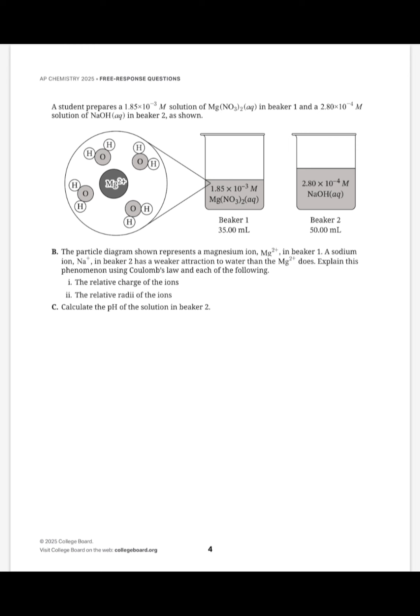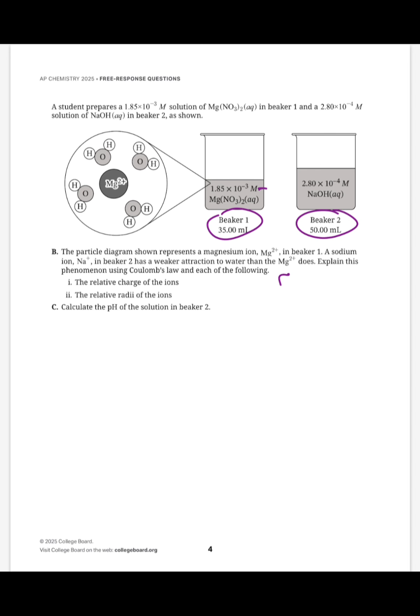For the next part of number 1, they give us this diagram. They tell us that we have 2 separate solutions, right? We have beaker 1 and beaker 2. In beaker 1, we have 1.85 times 10 to the negative 3 molar Mg(NO3)2, so magnesium nitrate. In the second beaker, they have 2.80 times 10 to the negative 4 molar sodium hydroxide, NaOH. For part B, the particle diagram shown represents a magnesium ion in beaker 1. The sodium ion in beaker 2 has a weaker attraction to water than Mg2+. Explain this phenomenon using Coulomb's law.